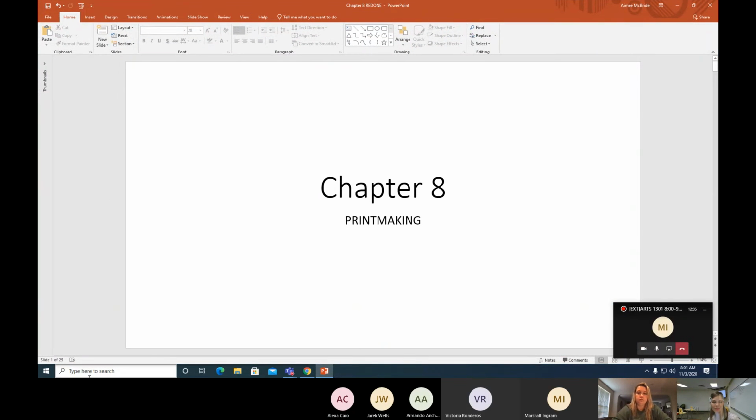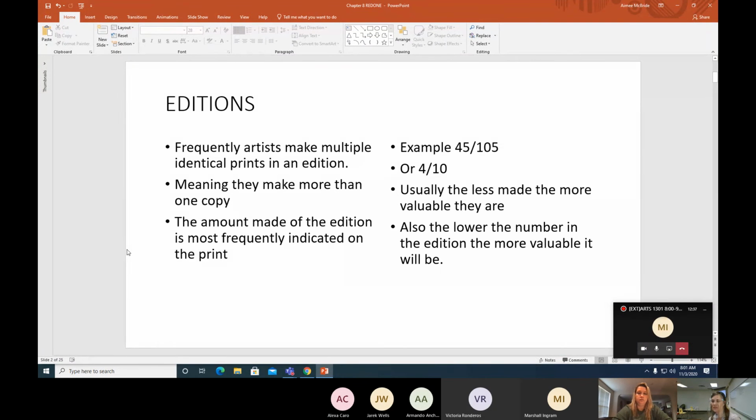This chapter is a bit deceptive. If you look down here, it says it's only 25 slides, but it's actually fairly long. It's just there's not very many slides. So with printmaking, just like painting and drawing, there are a whole bunch of different kinds of printmaking, and we're going to be going through each one today, starting with the most basic and getting to the newest like we have been.